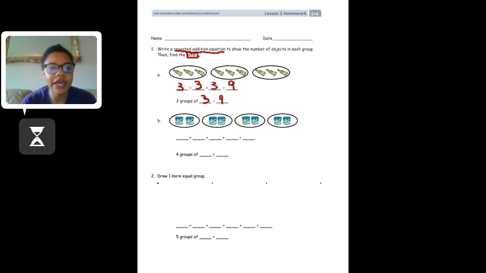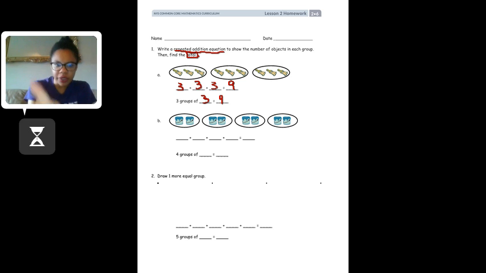All right, let's go down to the next question on number 1B. Let's look at B now. This time we're working with some paint buckets. And y'all know I love to paint. So let's see, how many groups of paint do we have? Let's count our black circles. Our black circles are going to tell us how many equal groups we have.